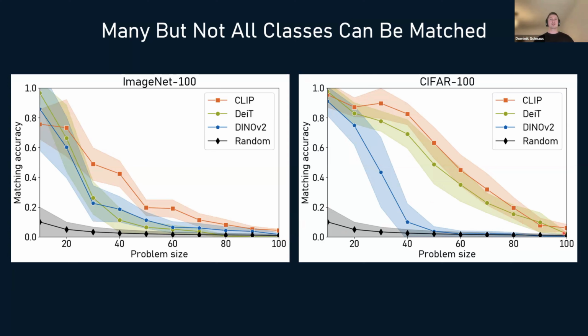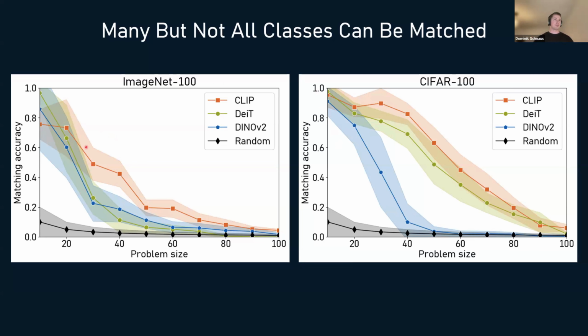This only shows one part of the story, because when one iteratively leaves out some of these classes that are not well aligned, we observe that many of these classes, like 20 to 40 classes, depending on the data set and the model, can already be matched with very high accuracy. So there are some classes, like 20 to 40 classes, that have very similar distances in both spaces, both in the visual space and in the language space.